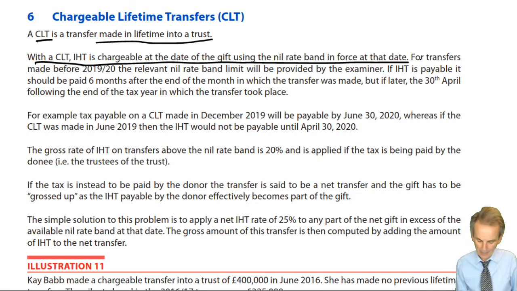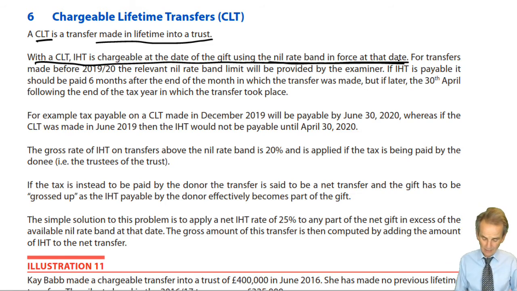Now, we talk about here using the nil rate band in force at that date. Our nil rate band of 325,000 we've had for 10 years. It's been there since the 2009-10 tax year. You'd have to go back to the 08-09 tax year to find a nil rate band that is actually less than 325,000. Although you may think, well, that's more than 7 years ago, so it wouldn't be relevant, actually, what we're going to discover in discussing these CLTs is that that could still be relevant.